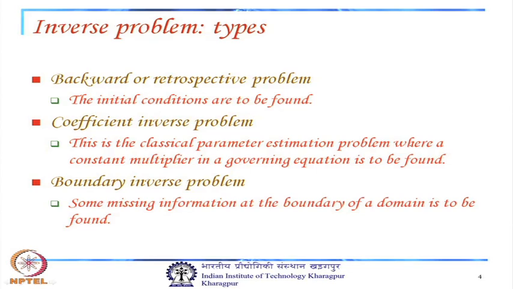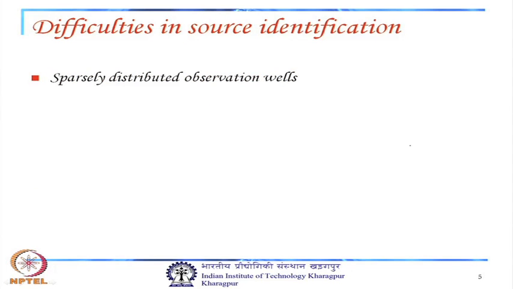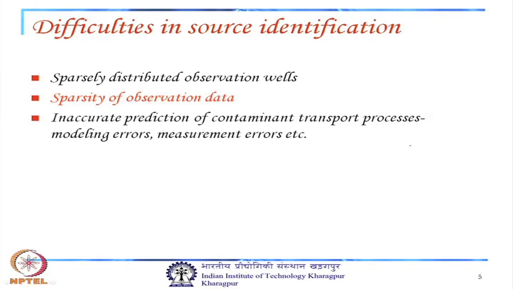Inverse problems mostly yield ill-posed problems, because in most of the cases we may not have a unique solution for a given inverse problem. So, difficulties in source identification. Sparsely distributed observation wells, that is the most important thing, because if there is no proper observation or monitoring network, then it is a problem. And sparsity of observation data. Observation data is also sparse in nature. Inaccurate prediction of contaminant transport processes, modeling errors, measurement errors.